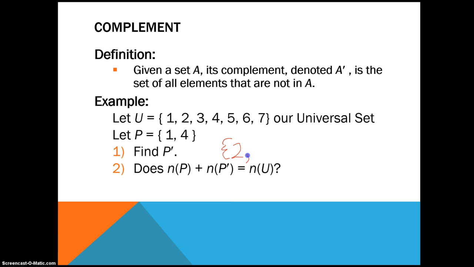2 is in the complement. 3 is in the complement. 4 is not in the complement because 4 is in our set P. 5 would be in our complement. 6, and then 7. So our set P prime, or P complement, would be the numbers 2, 3, 5, 6, and 7. Then below that I have another question asking about the cardinality of any set P and its complement, and does it equal the cardinality of the universal set?